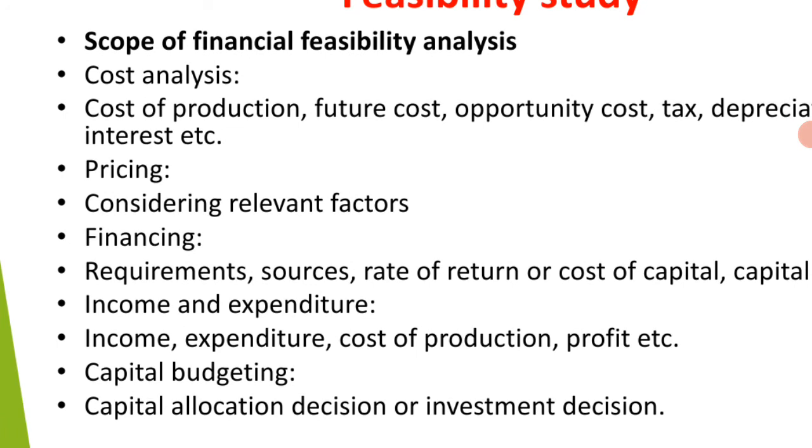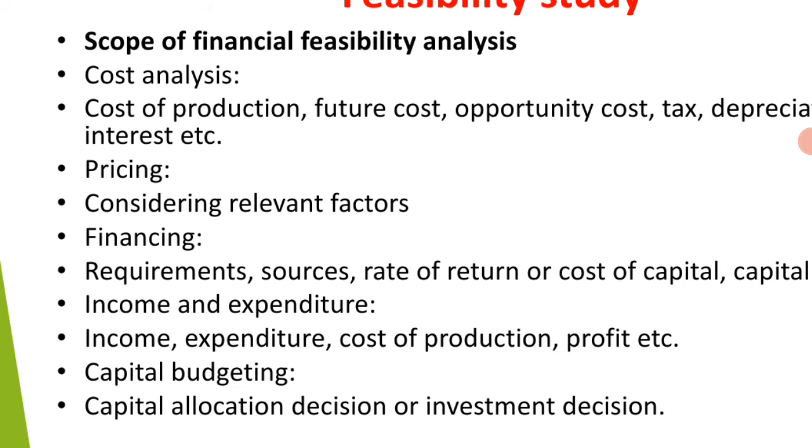Then the fourth one is income and expenditure. We have to estimate the income, we have to estimate the expenditure, we have to estimate the cost of production, we have to estimate the profit. All these are to be analyzed for feasibility study in case of finance.